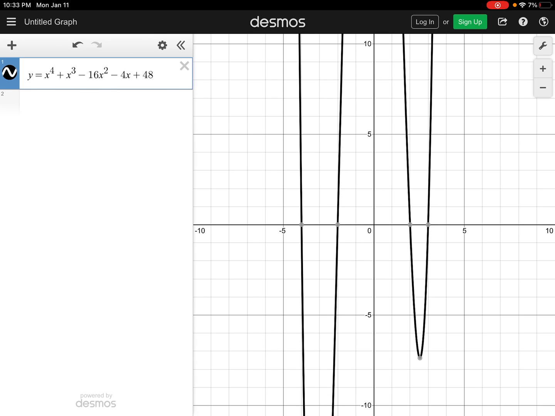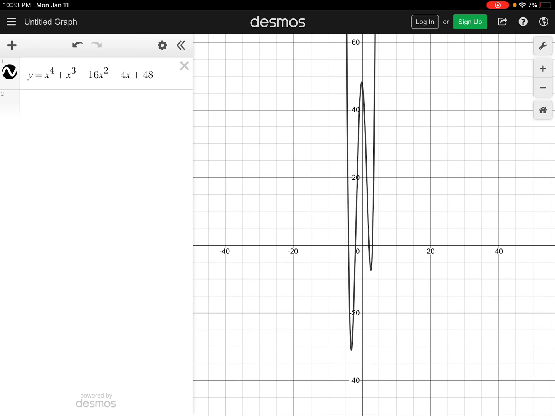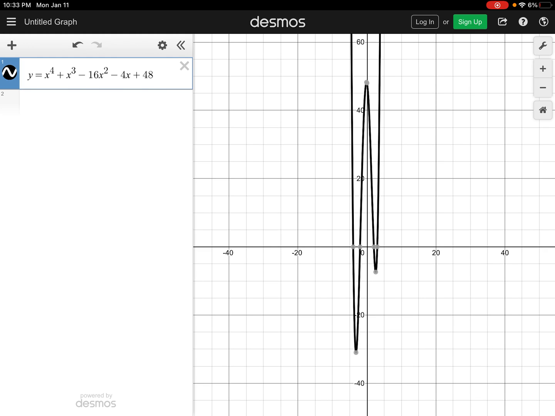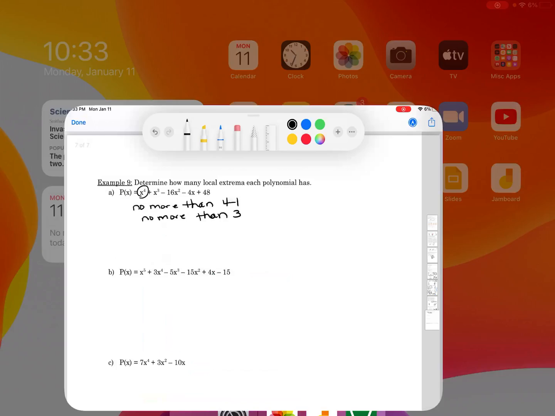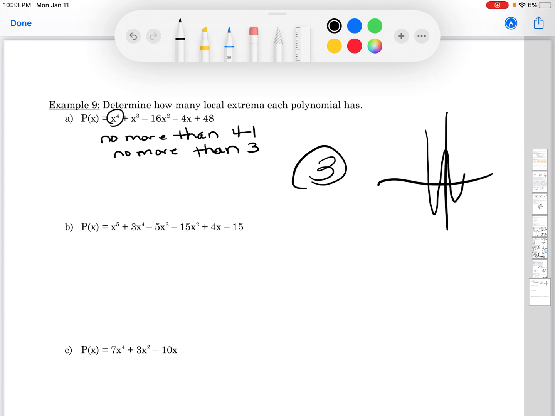All right, so we really need to fix this zoom a little bit. But as we take a look, we see we've got one extreme at the bottom, one at the top, and another low. So that's 1, 2, 3 extrema, and that's the most that we are allowed to have here. And again, that was just because we had that quick sketch, but it looked something like this. 1, 2, 3.